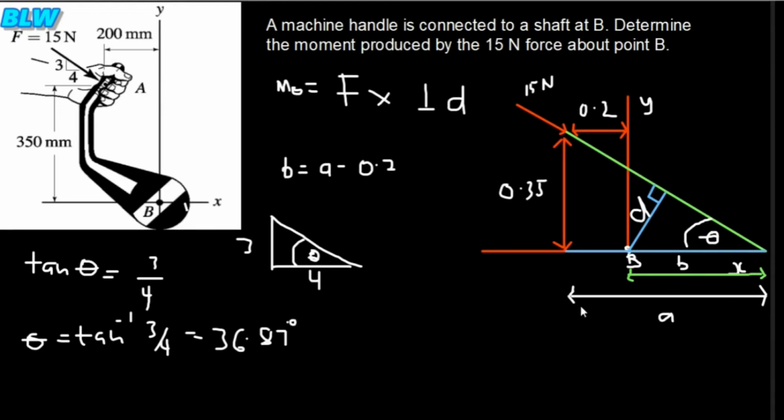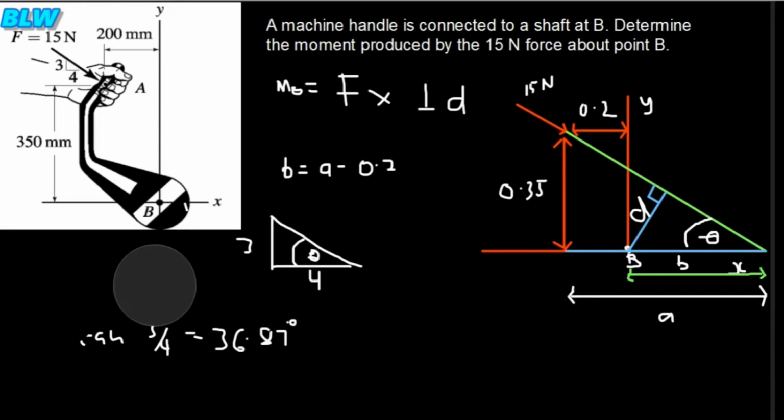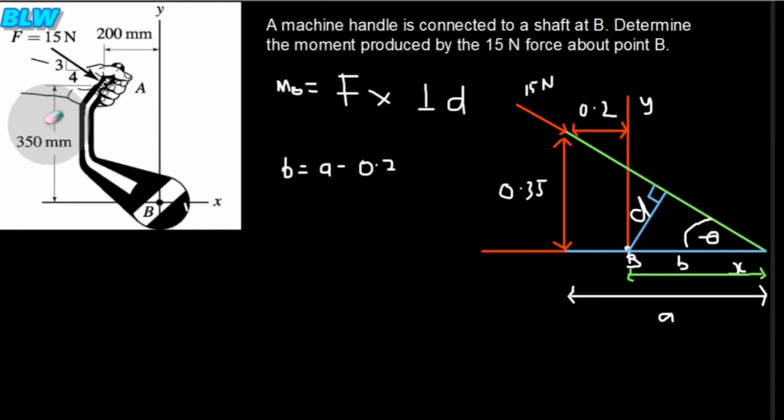So now I know the value of what? Theta. So theta is 36.87. Since you know the value of theta, you can find A. Because you know that theta here is 36.87. So now you can see that this 0.35 is opposite here, and this A is also adjacent to the angle. So we need this A here.